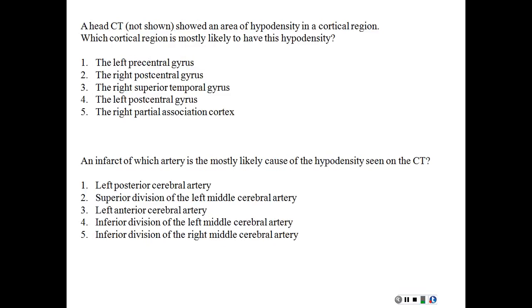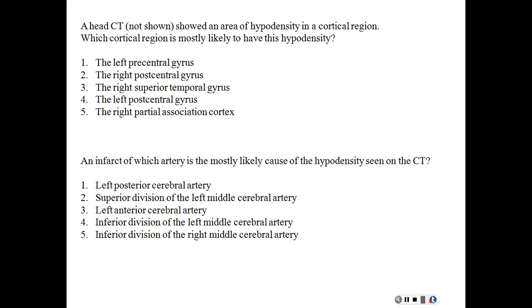A CT scan, not shown, showed an area of hypodensity in a cortical region. So I'm not trying to get you to solve this problem clinically, right? I'm telling you now where the lesion has occurred. It's occurring in the cortex. Which cortical region is most likely to have this hypodensity?